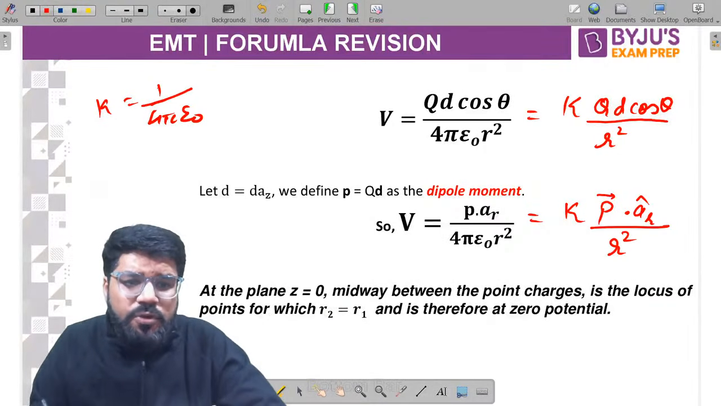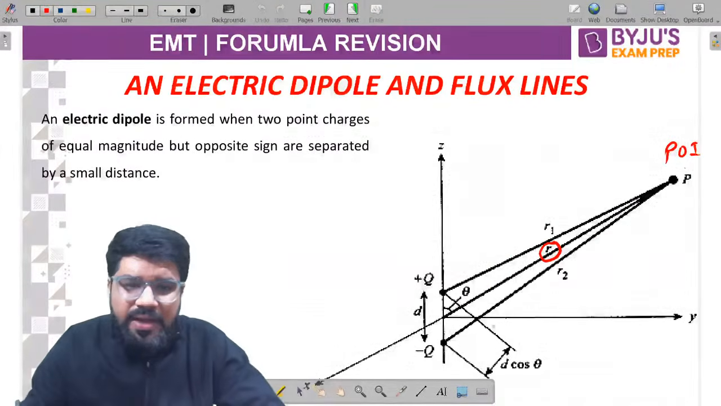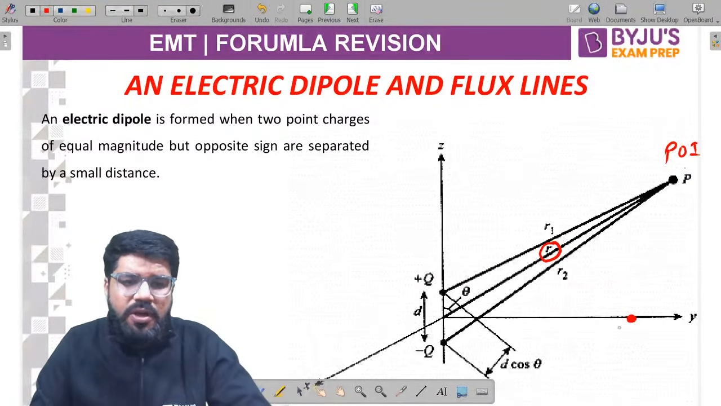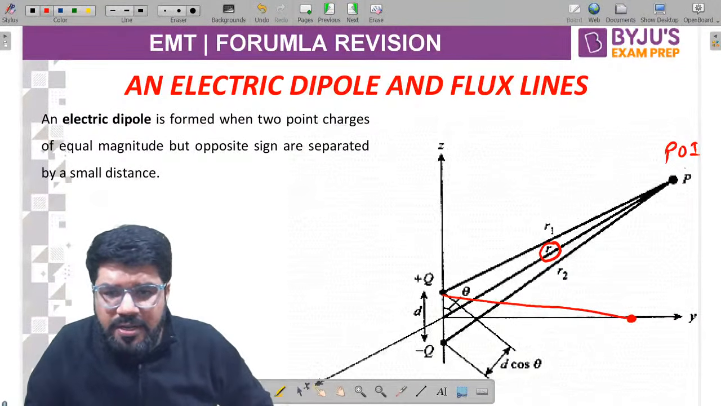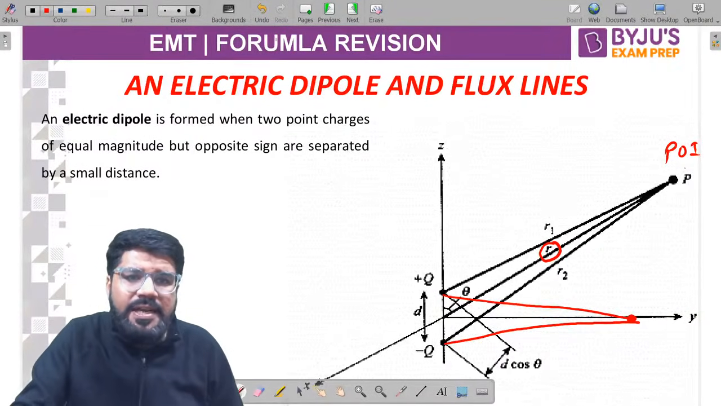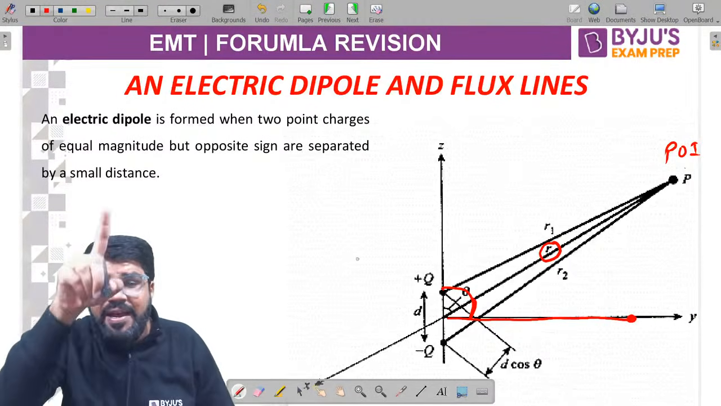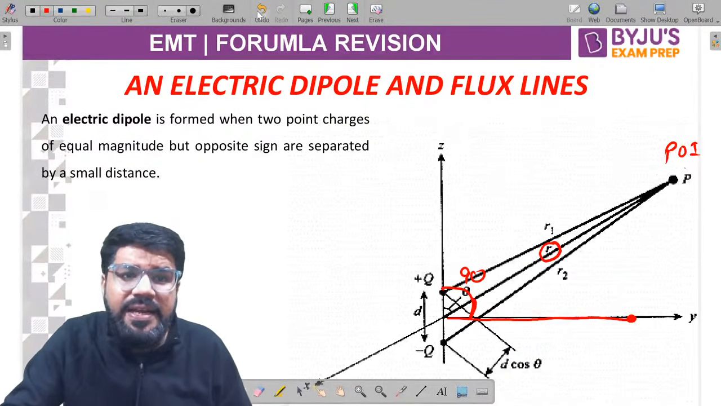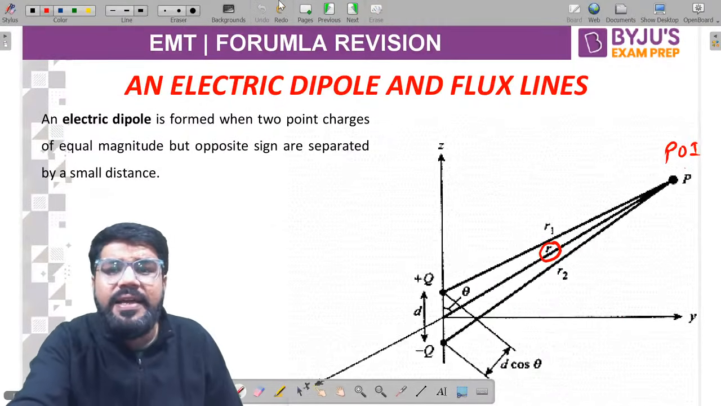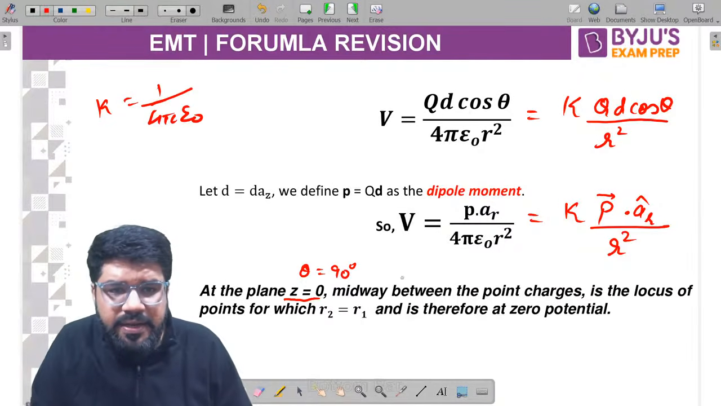If you take the plane z equal to 0, which is midway between the two charges, that is the xy plane. If you take any point here, suppose on the y axis, x axis, or anywhere on the xy plane, and you join it, what will be the theta? Theta was the angle with respect to the z axis, the colatitude angle, and this is clearly becoming 90 degrees. If theta is 90 degrees, what about cos theta? Cos 90 is 0.